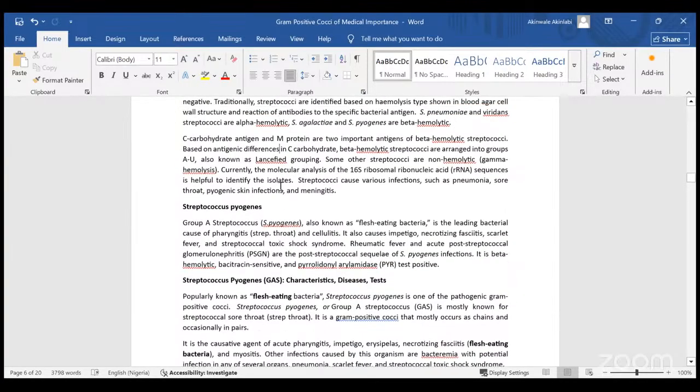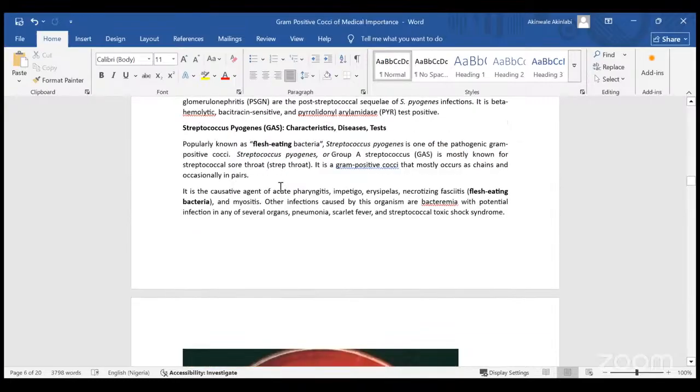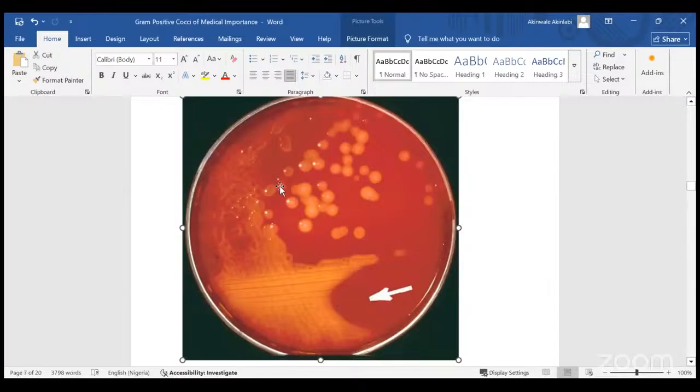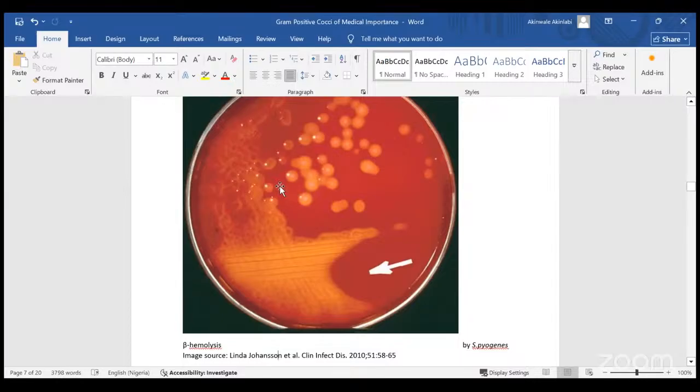Okay, we have Streptococcus. Then what are the characteristics of Streptococcus pyogenes? These gram-positive cocci mostly occur in chains, occasionally in pairs, and they belong to group A Streptococcus. Then it is the causative agent of pharyngitis. We have talked about all this, so let us not repeat them again. So this is what we are talking about, the hemolysis on blood agar. Can you see the hemolysis on blood agar?